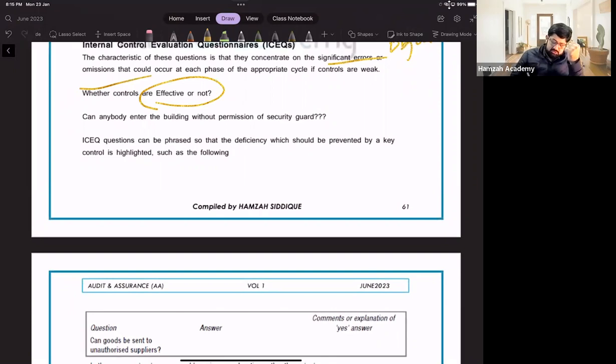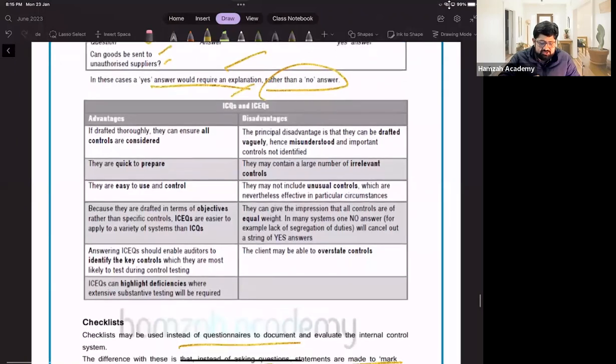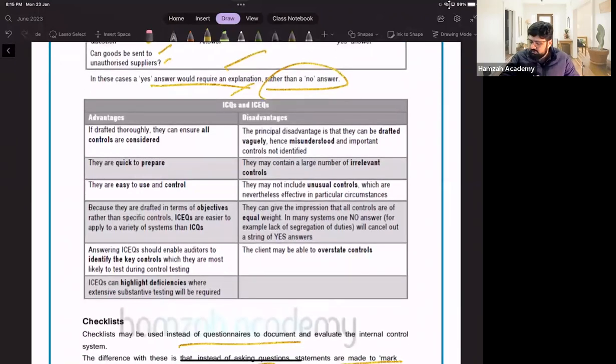So, for example, can goods be sent to an unauthorized supplier? Yes means a problem is there. No means control is good. Now, advantages and disadvantages of ICQ and ICEQ.